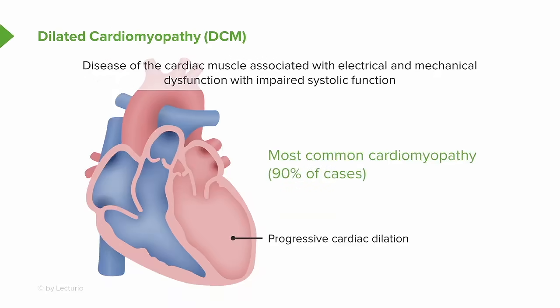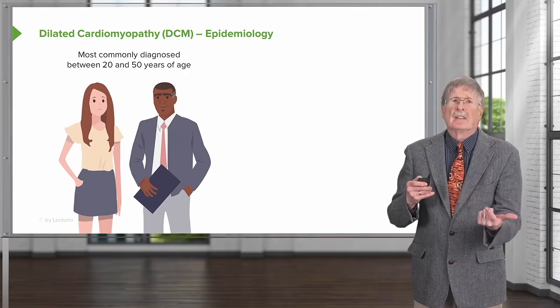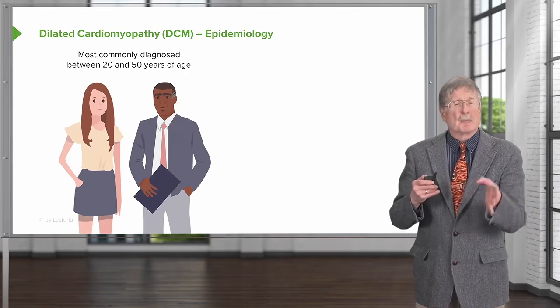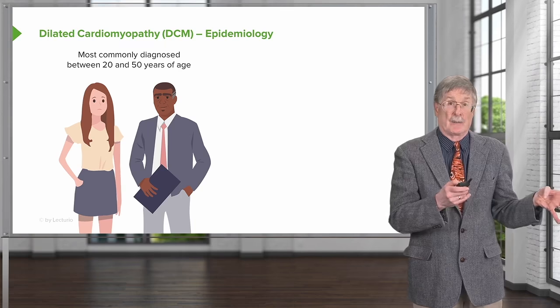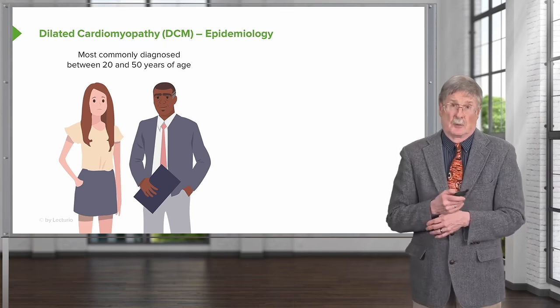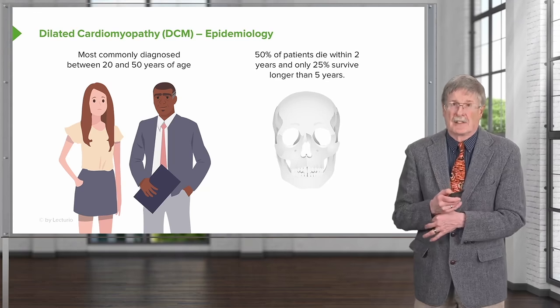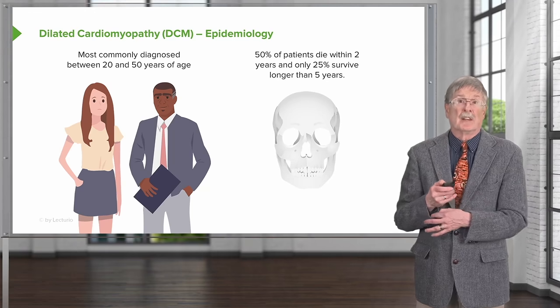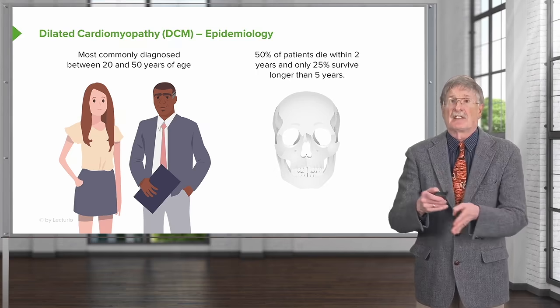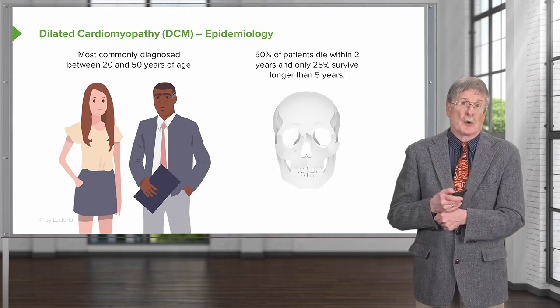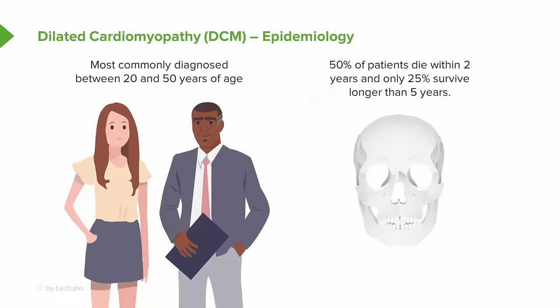It is the most common cardiomyopathy, causing about 90% of cases of cardiomyopathy not otherwise specified. Most commonly diagnosed in 20s to 50s, somewhere in that ballpark, but in fact, you can have it much younger, as we'll talk about. You can have it much later, as we'll talk about. It is a lethal disease. Half of patients, 50%, will be dead within a couple years if not successfully treated, and only 25%, a quarter, will survive longer than 5 years. So this is as bad as or worse than many malignancies in terms of mortality.